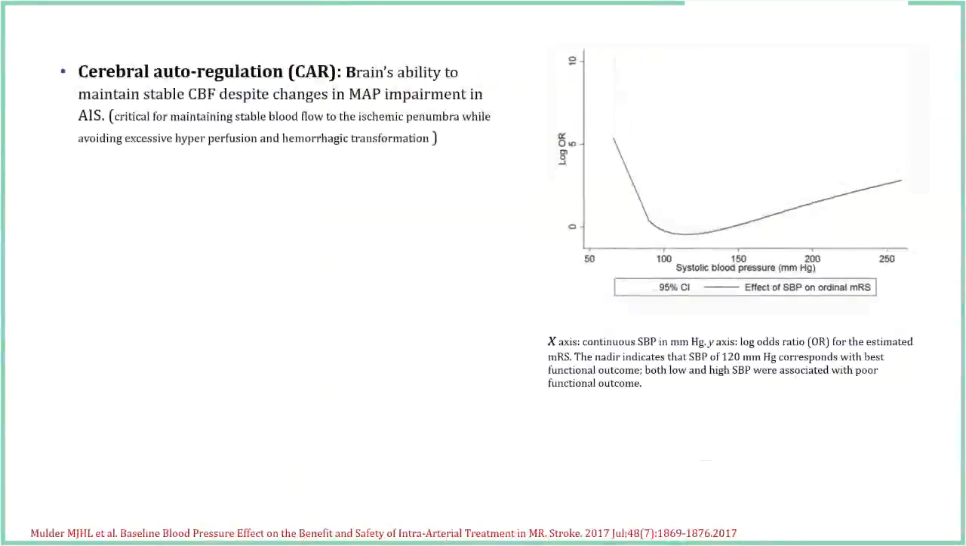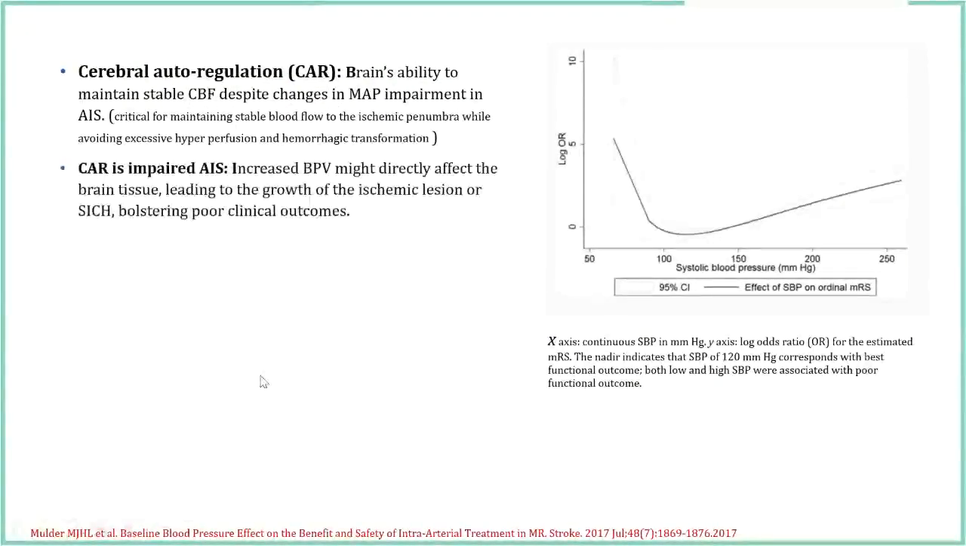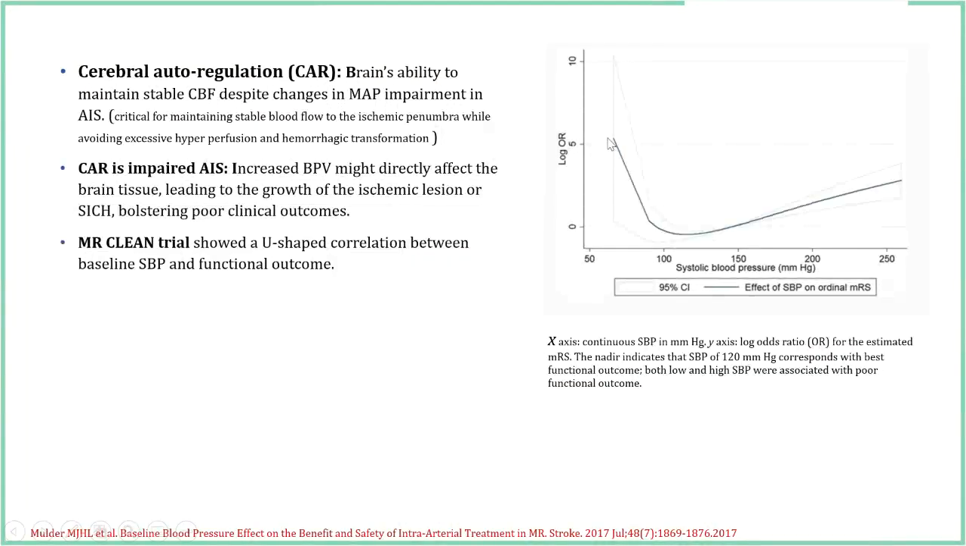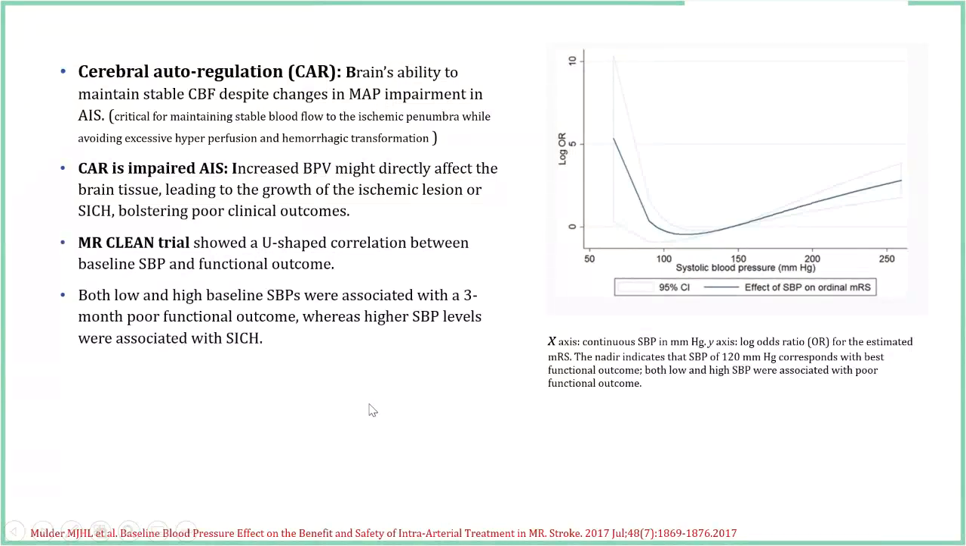It is the cerebral autoregulation. Cerebral autoregulation is the ability of the brain to maintain a stable cerebral blood flow despite the fluctuations in the mean arterial pressure, and it gets disrupted in acute ischemic stroke. As you can see, the MR CLEAN trial has shown a U-shaped model of the outcome of the patient with the systolic blood pressure. Both low systolic blood pressure and high systolic blood pressure have a poor outcome. So what is an ideal blood pressure that we can set after endovascular therapy or after ischemic stroke so that they would have a good prognosis?